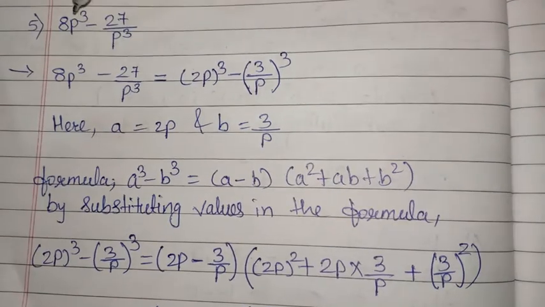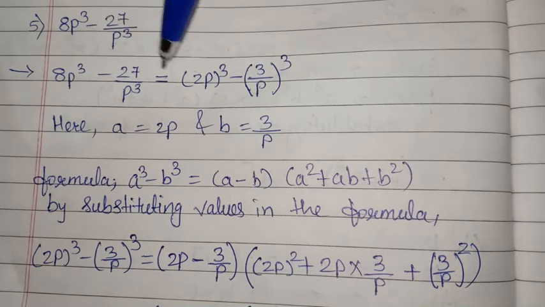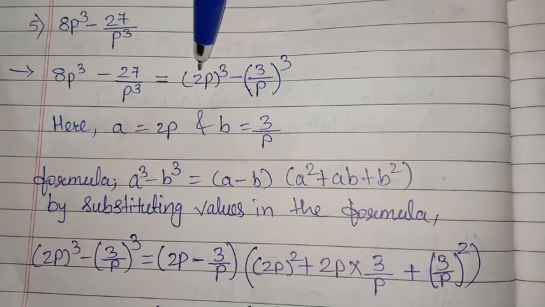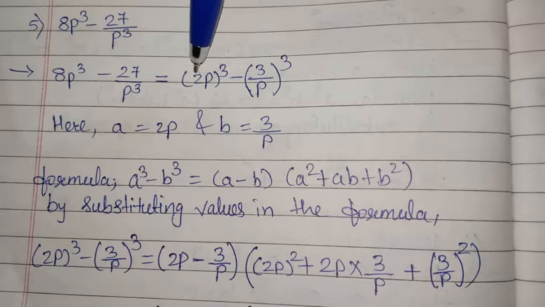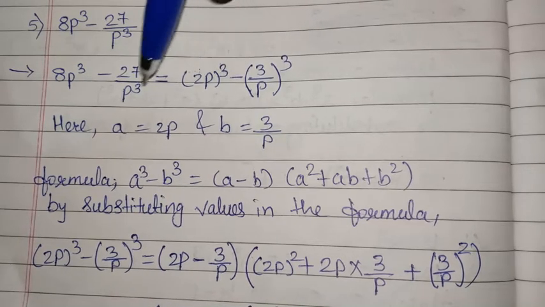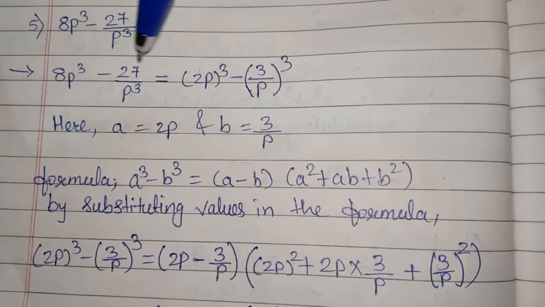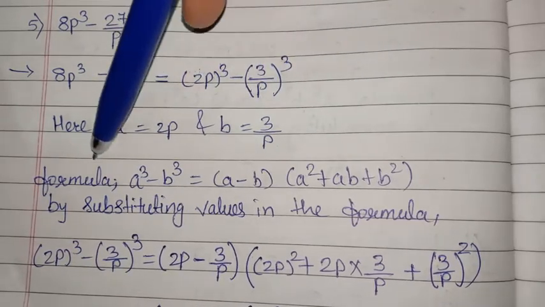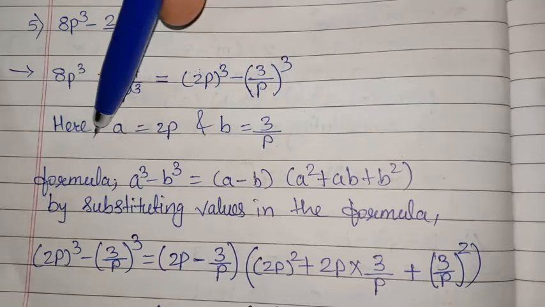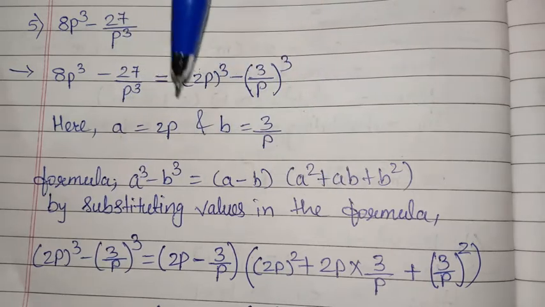Fifth one is 8p cube minus 27 upon p cube. Now children, again this also we have to write in a cube minus b cube format. So 8p cube is 2p cube, right? 8 is cube of 2. So we can write 2p cube minus 27 is 3 cube. So 3 upon p bracket cube. Here a is equal to 2p and b is equal to 3 upon p. Now next steps will be same like other sums, other solutions, formula and by substituting values in the formula.